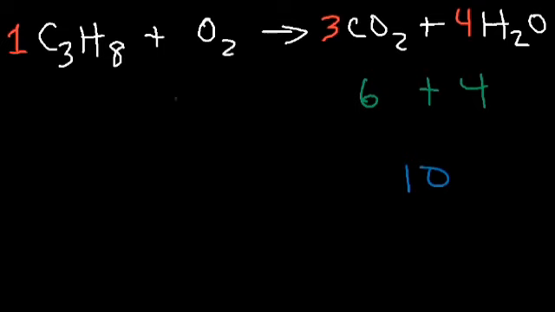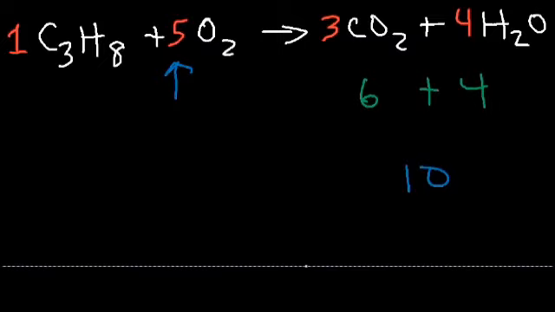So what number do we need to put in front of O2 so that we have 10 oxygen atoms on both sides? 10 divided by 2 is 5. So we need to put a 5 in front of O2. So everything is balanced. We have 3 carbon atoms on both sides, 8 hydrogen atoms, and a total of 10 oxygen atoms on both sides. And that's really what you need to do to balance an equation. Just make sure the number of atoms on both sides are equal. So now let's try another example.